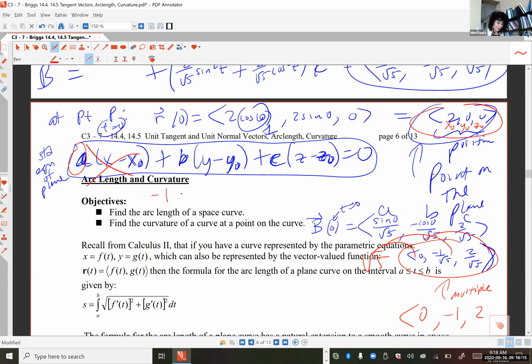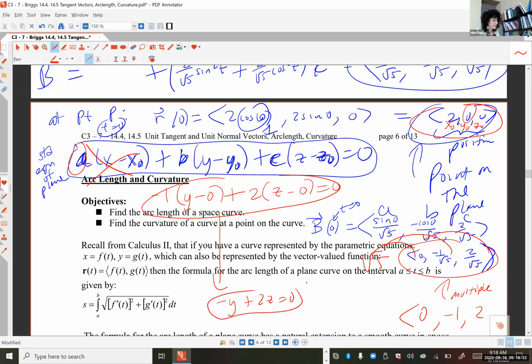But I'll have negative 1 times y minus the y coordinate of my point. Oh, that's 0. Plus 2 times z minus, oh, that's 0. Okay, fine. And if I clean this up a little bit, I'm going to get negative y plus 2z equals 0. And I'm done. That's the equation of the plane that contains both vectors, the unit tangent vector and the unit normal vector, at the point when time t equals 0.